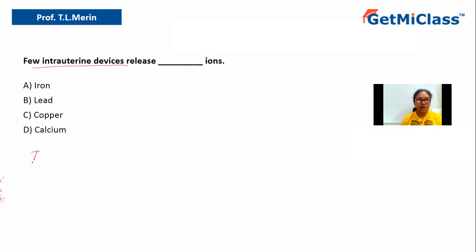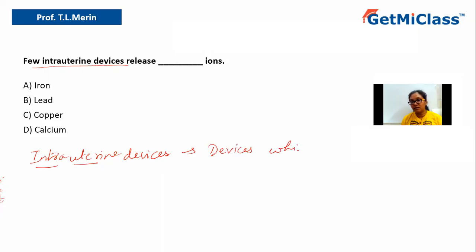So first of all, we have to understand what we mean by intrauterine devices. As the name indicates, it is intrauterine. That means these are inserted within the uterus. So these are the devices which are inserted in the uterus of the female.